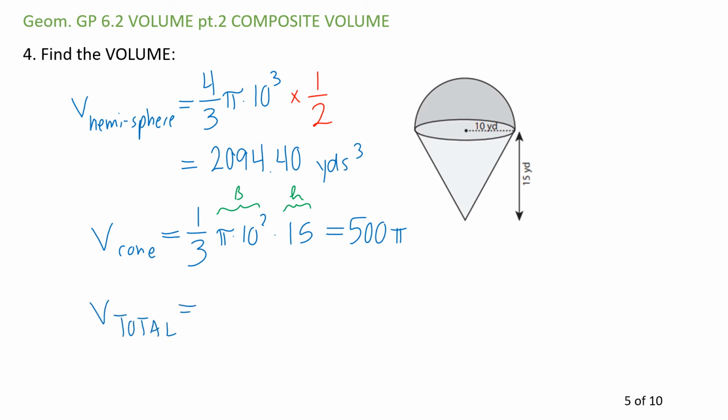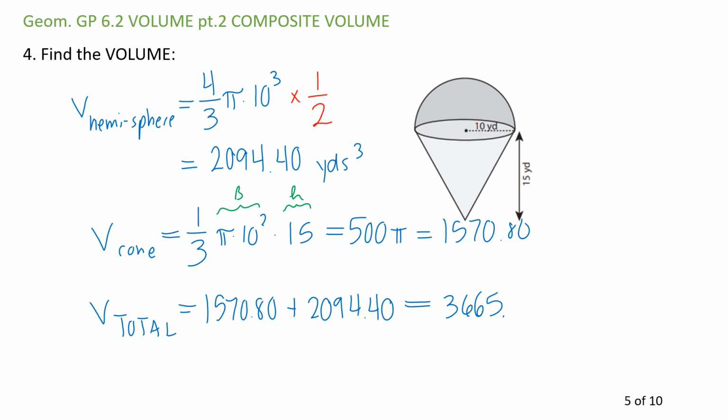So my total on this one, I'm actually going to go ahead and get my decimal approximation because it looks weird to add them together. That's 1570.80 for the base, and then the ice cream part itself, surprising that it's actually more, is 4,186.20. And again, it's just finding the different parts separately and then adding them together.